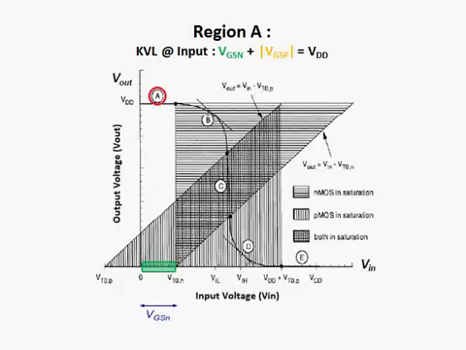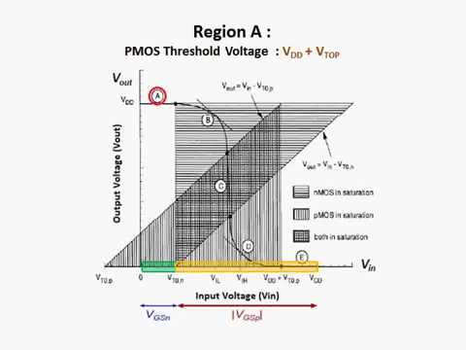the NMOS plus the gate source voltage of the PMOS will be equal to VDD. Since we know that the gate source voltage of the NMOS is the region highlighted in green, the gate source voltage of the PMOS will be the region highlighted in orange. As we know that the threshold voltage of the PMOS transistor is defined as VDD plus VTOP. Therefore, the threshold voltage of the PMOS transistor will be the region highlighted in brown.